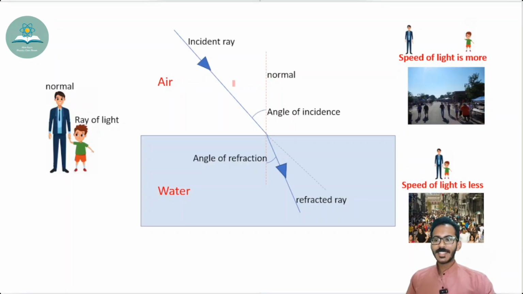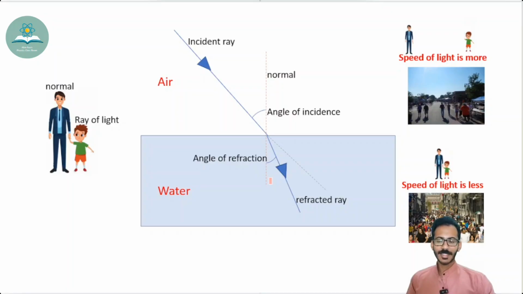As I told you, just imagine the normal as the father and the ray of light as the child. When they are in an optically rarer medium like air, or when they are in a less crowded area, the child will be moving away from the father. Now, when they come to an optically denser medium like water, or when they are in a crowded region like this, the child will be scared, even the father will be scared of losing the child, and both of them will move together. Or the ray of light, or the child, will come closer to the father.